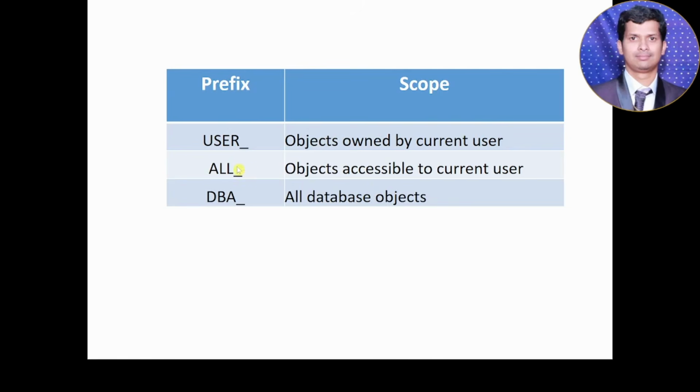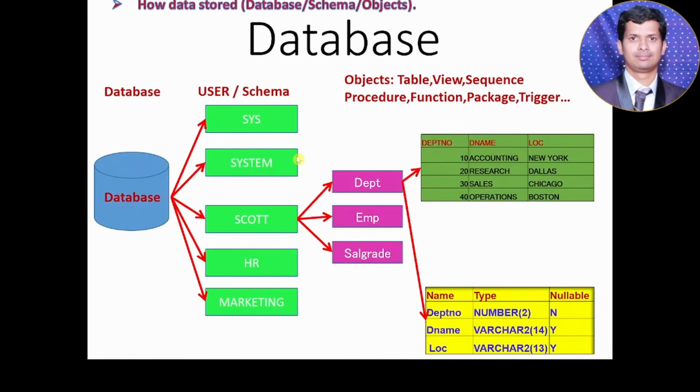They are prefixed by user underscore, all underscore, and DBA underscore. DBA underscore means all the database objects present inside the database. User means in the current user. Let's say you are inside the Scott user, then what are the objects accessible to that Scott? That is all. And what is present inside the Scott is the user objects. Let's go to the next step.